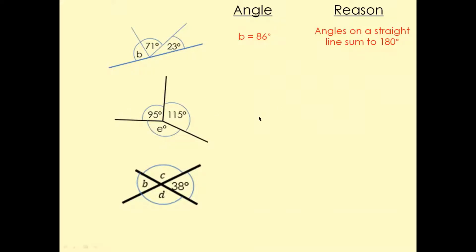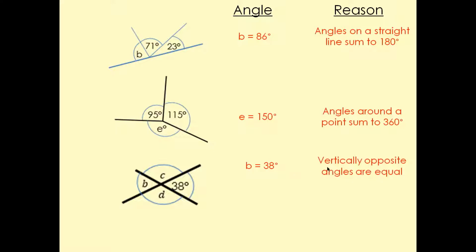For the second one here, E equals 150 degrees. And the reason for that answer is angles around a point add up to 360 degrees. And for this one, the answer is going to be 38 degrees. And the reason behind that is they are vertically opposite angles. And vertically opposite angles are equal.